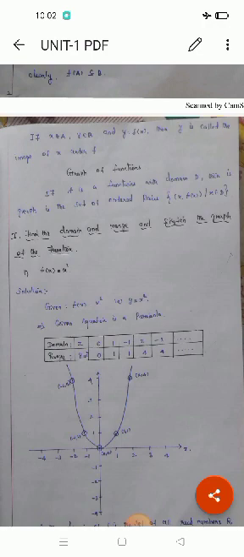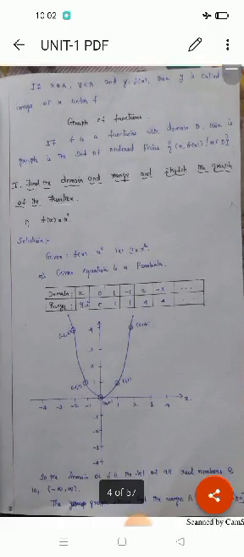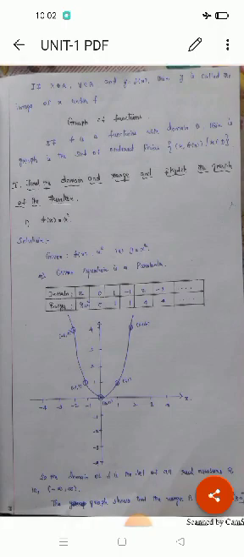Now we will move to the solution. So we can take f of x equal to x square. Let me take f of x equal to y. So we can take y equal to x square. We know y equal to x square is a parabola open upwards. So we can draw a graph that is a parabola open upwards.